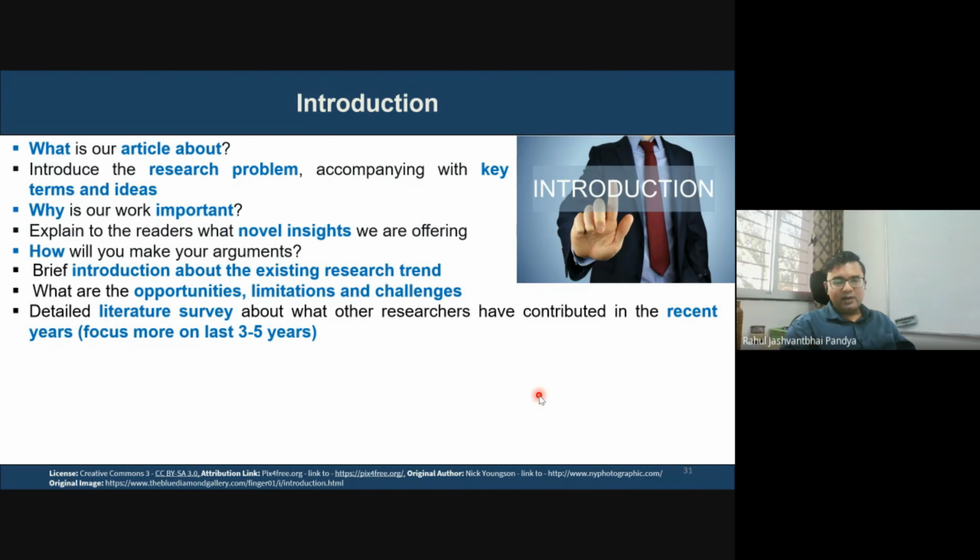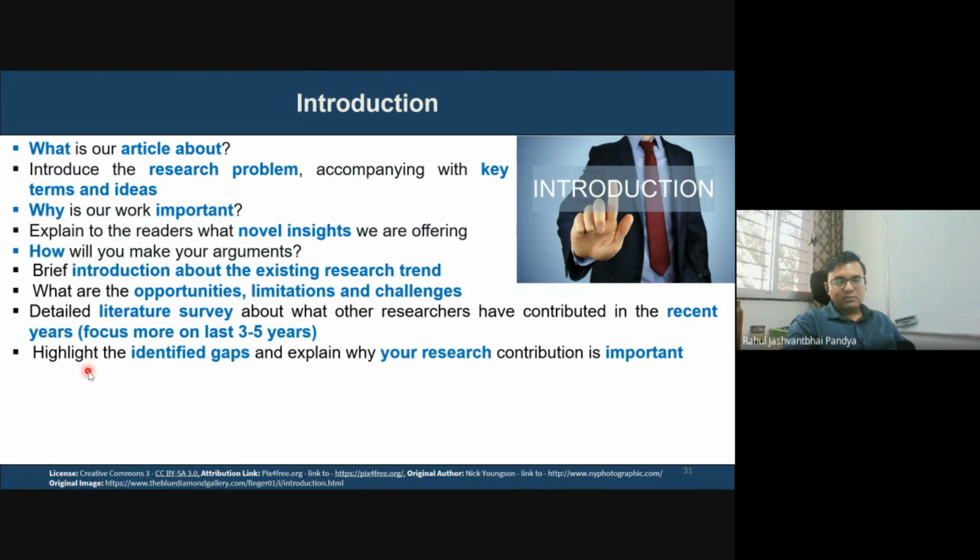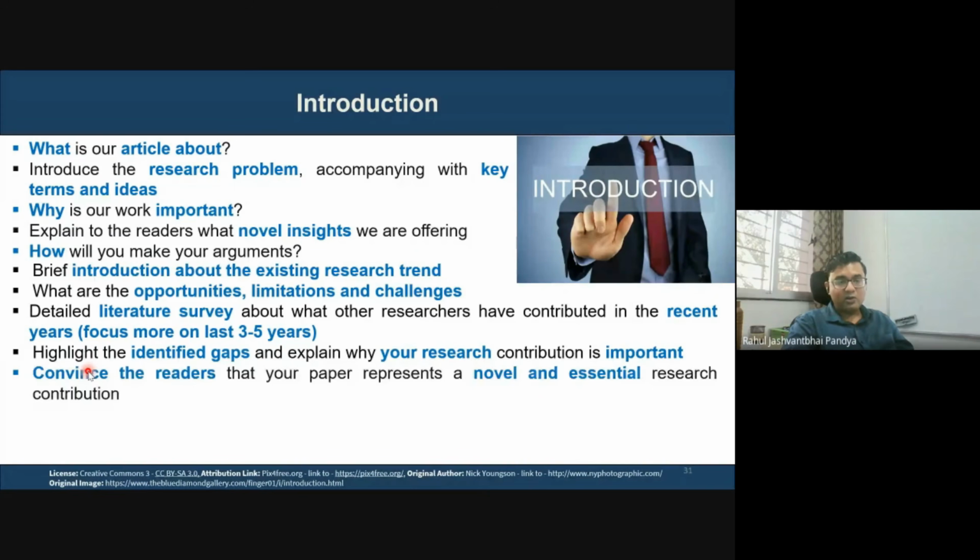Then we have to identify and clearly mention that other researchers have contributed in recent years on a specific research problem. Then you have to identify the research gaps, and then we place our research contributions here. What's the importance of our contribution? We have to convince the readers, specifically the reviewers. A reviewer could also be a supervisor. If the supervisor is not convinced, then definitely reviewers won't be convinced, correct? So convince the readers that our paper presents a novel and essential research contribution.